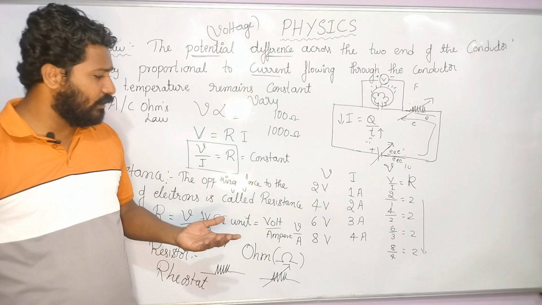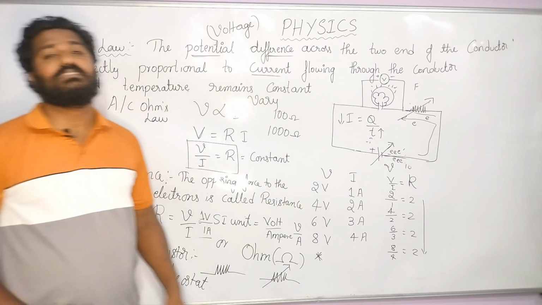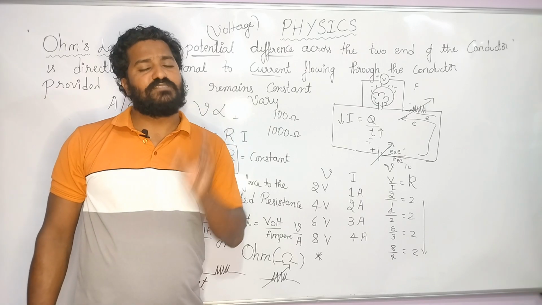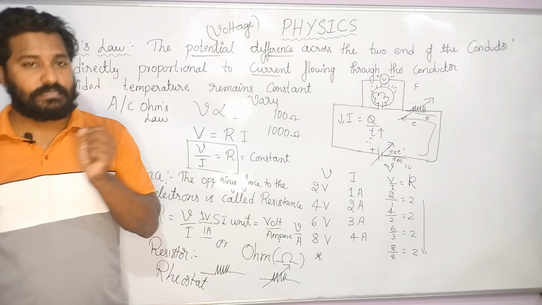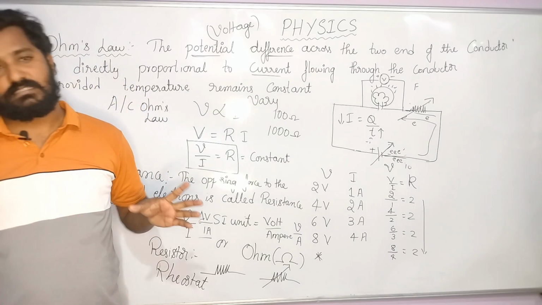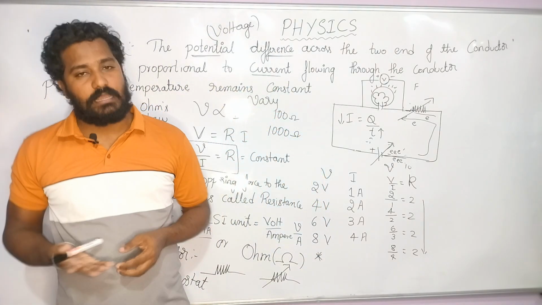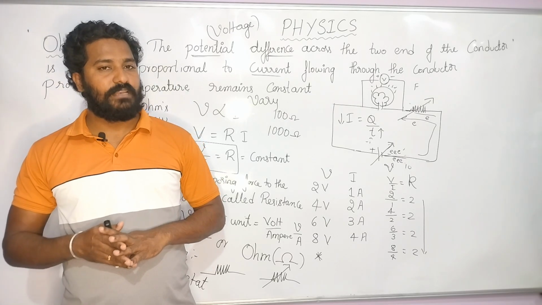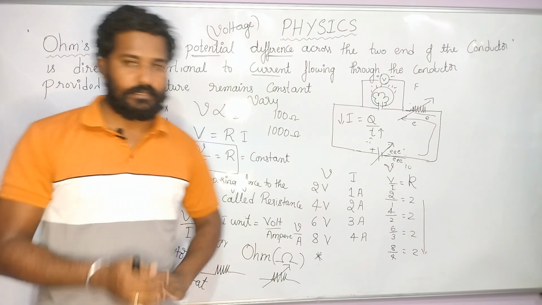Another two more devices are there: one is a conductor, another is an insulator. What is a conductor? A component of a given size which offers very less resistance is called a conductor. Note down: a component of a given size which offers less resistance. What is an insulator? A component of a given size which offers more resistance is called an insulator. So the main four things we have to know are resistor, rheostat, conductor and insulator.